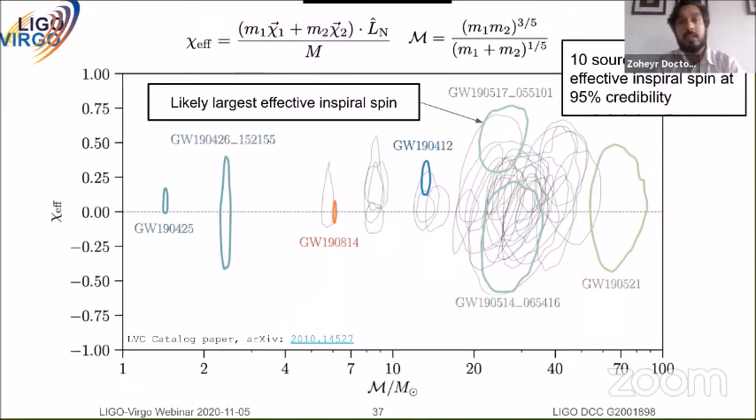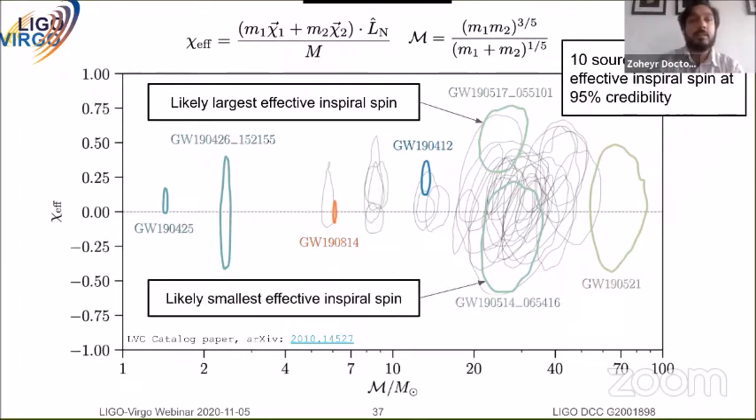We didn't see anything that definitively had a negative effective inspiral spin, but GW190514_065416 did have the most negative or smallest effective inspiral spin, though it is still consistent with zero or positive effective spin. All right, next slide, please.